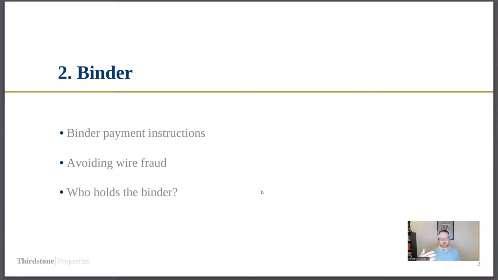Even if I've got a PDF, so a lot of times I'll have a sheet. It's like, hey, here's the wiring instructions. Always just call to verify, because there's so many wire frauds and stuff going on right now, so many scams and people faking emails and stuff. So just be cautious. Just make sure you call it in. Make sure you verify you're sending it to the right place, and then send it to the right place. Not a big deal. And who holds the binder? That would be the title company again.